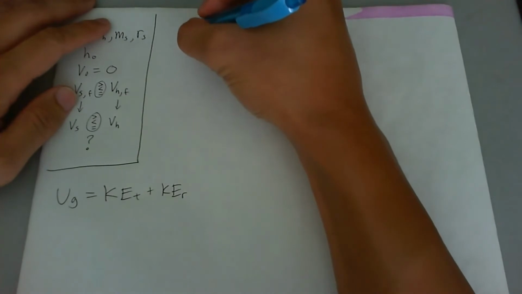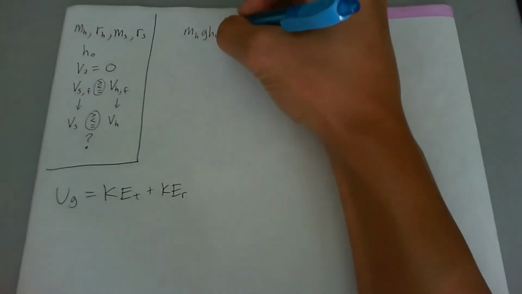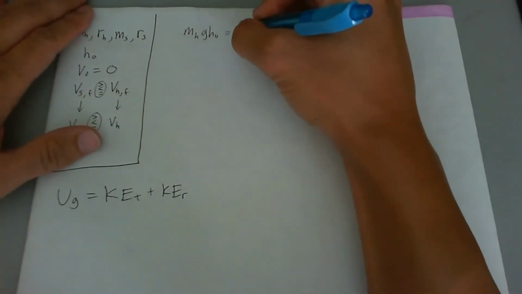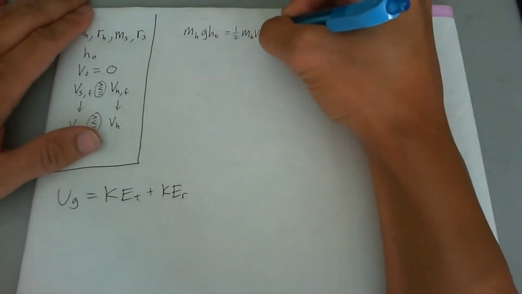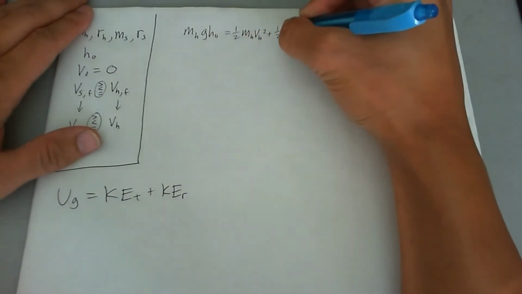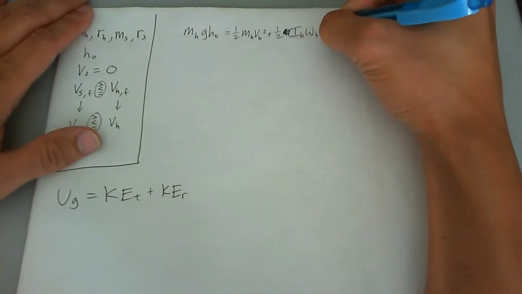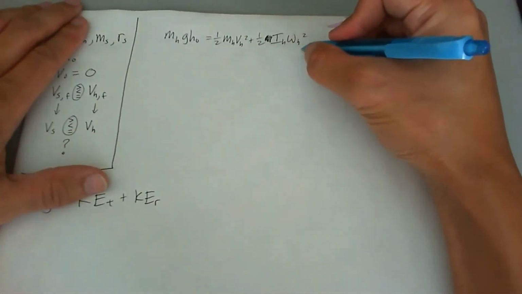So here is the conservation equation for the hollow cylinder, with the rotational term. And then for the solid cylinder, if I have any room left, those will be right here.